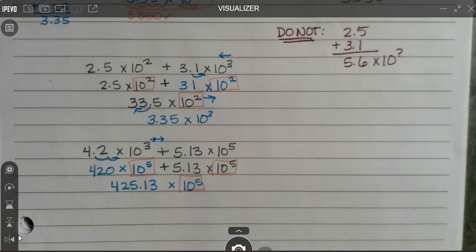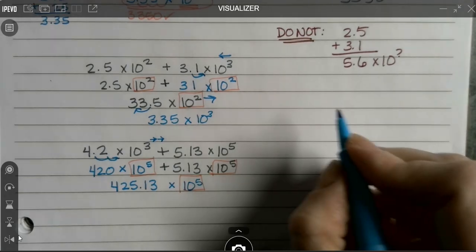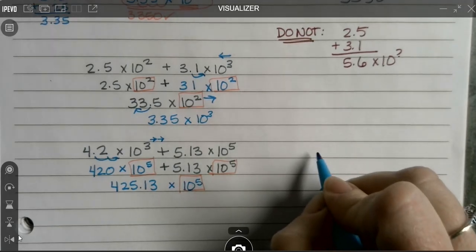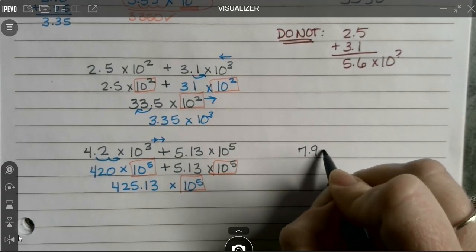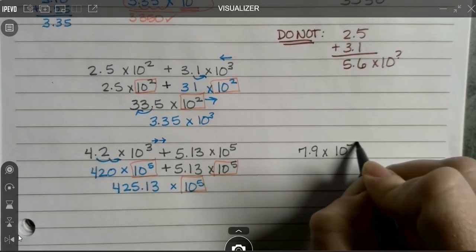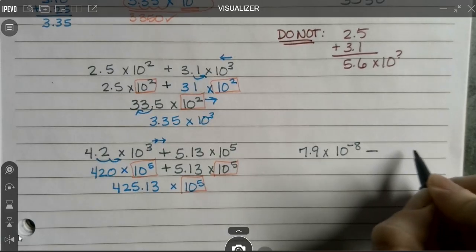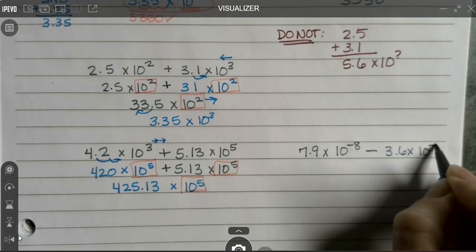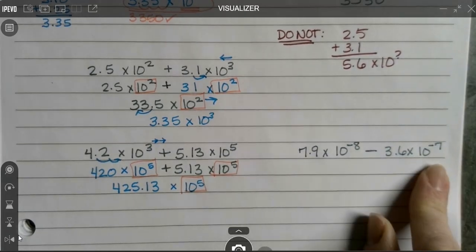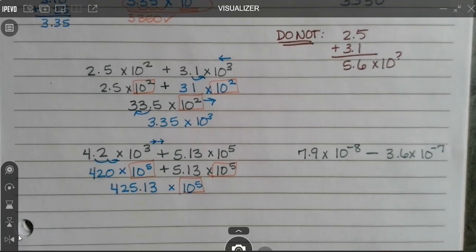So subtraction is very similar, except for subtracting. So if we do one, we have 7.9 times 10 to the negative 8th minus 3.6 times 10 to the negative 7th. I want to do this example because we have negative exponents here. So we just need to remember what happens when we move on a number line with negative numbers.